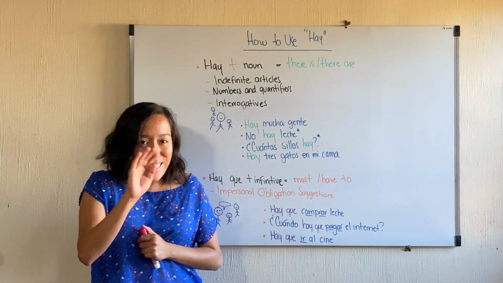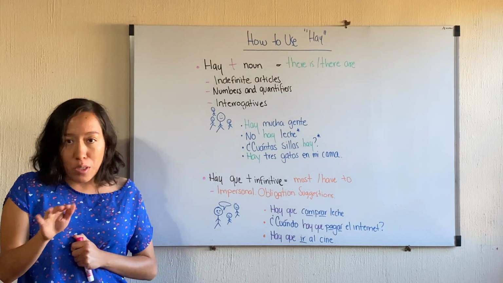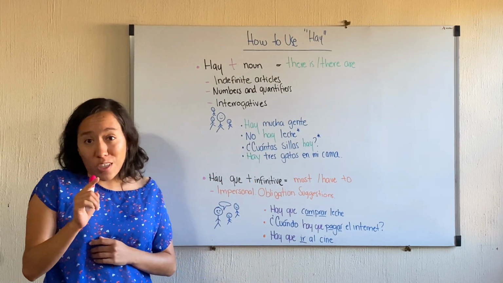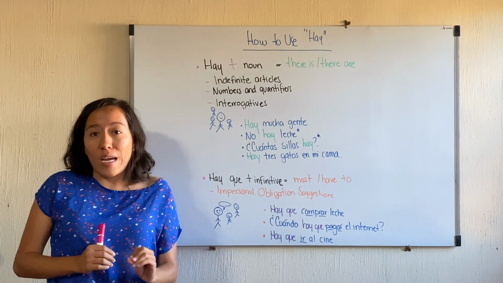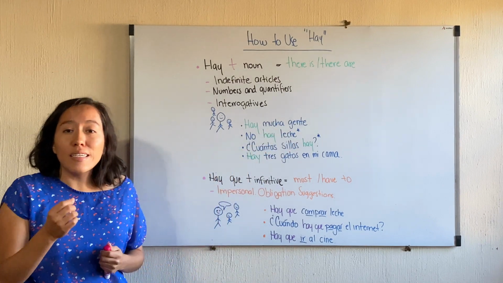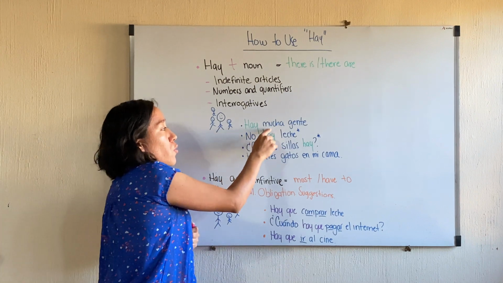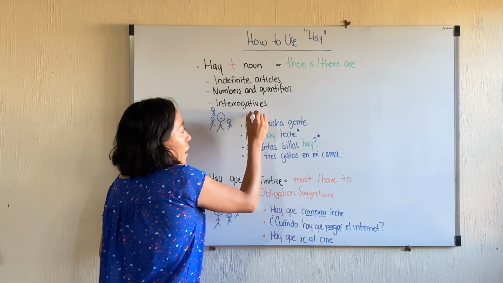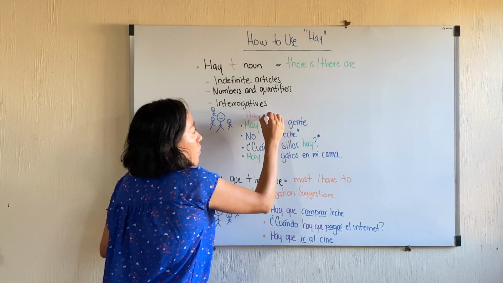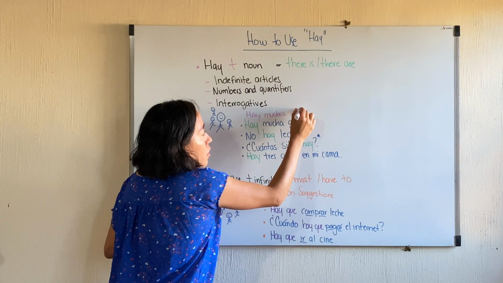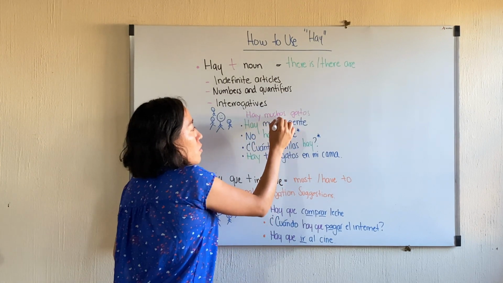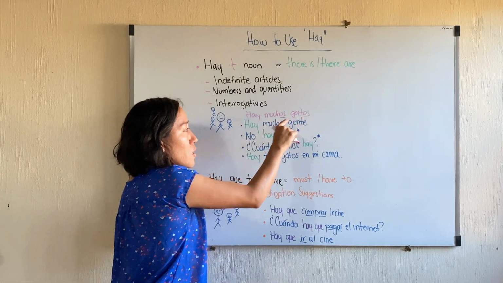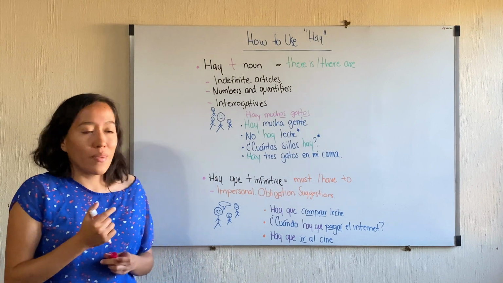As I told you before, hay doesn't change, okay? So you're going to use it in singular form no matter what. However, if you're using a quantifier such as mucha, that thing is going to change depending on the gender and the number of the noun that you're using. So for example, gente is a feminine word in Spanish, so we use mucha. But what if I say carros or gatos? In that case, hay remains the same, but my quantifier is going to change so it can agree with the noun that it is qualifying. See the difference? Hay muchos gatos versus hay mucha gente, okay?